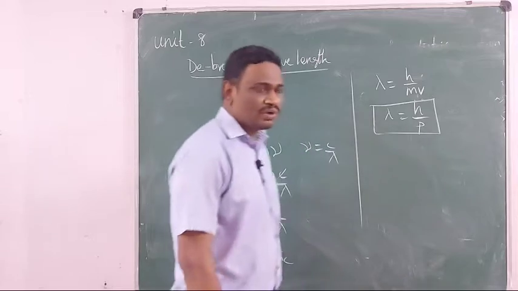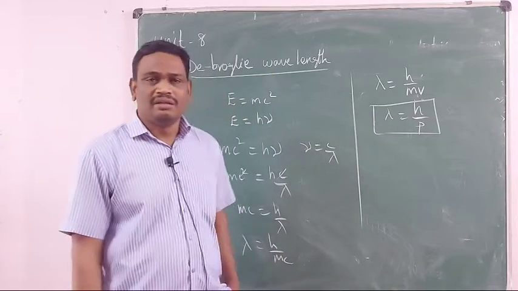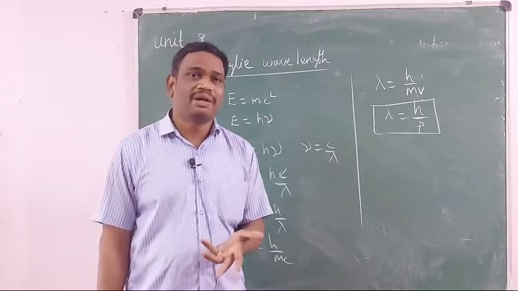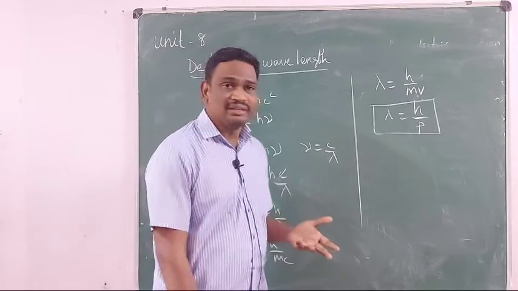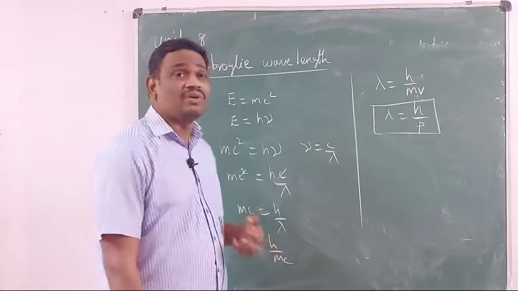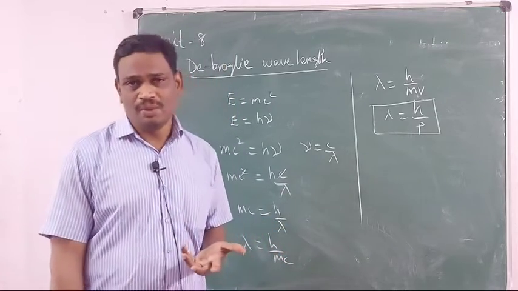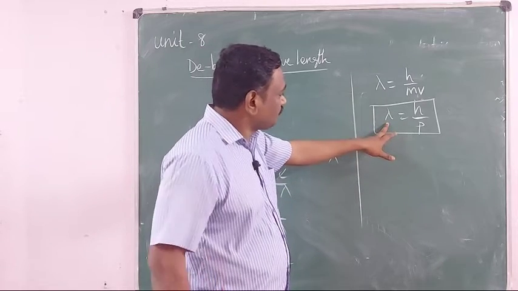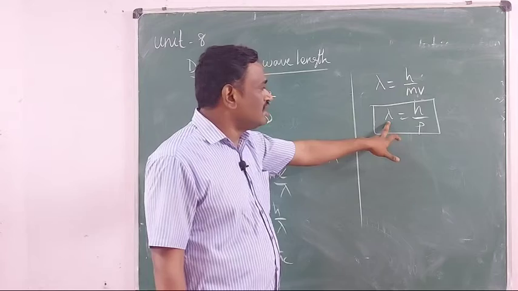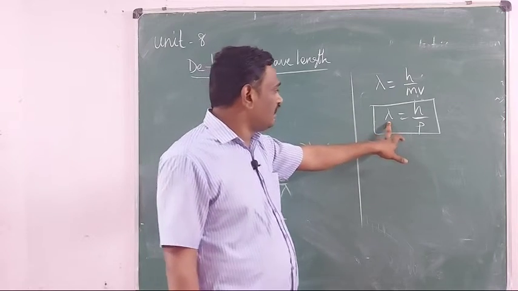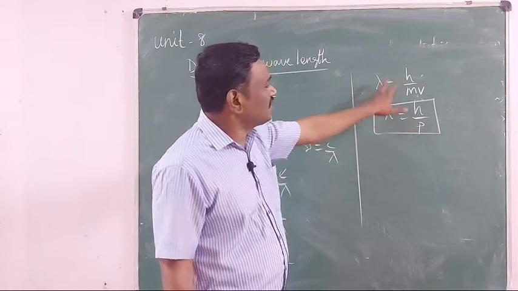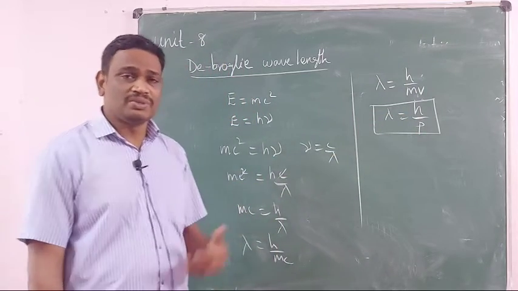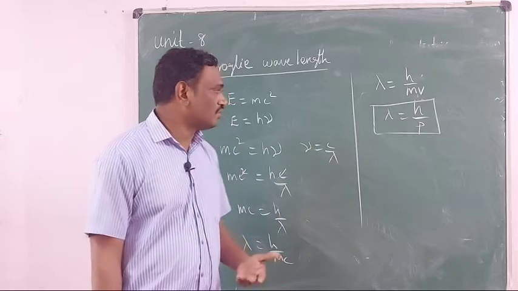According to de Broglie, if radiation can behave like a particle, why can't a particle behave like a wave? So he thought all particles behave like a wave, and he derived the wavelength of the matter particle: lambda is equal to h by p, or lambda is equal to h by mv. By using this relation, we can also determine the wavelength of an electron.